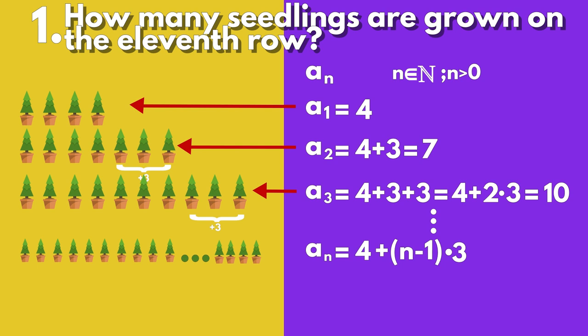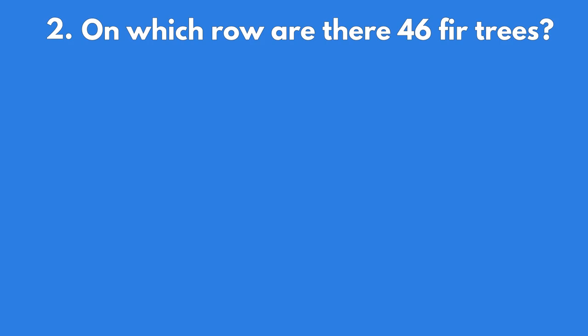Now that we found the mathematical formula, we can answer the first of our questions by replacing n with the value 11. A11 equals 4 plus (11 minus 1) times 3 equals 34, number of trees planted on row 11. Great. Now, let's try to answer our second question. On which row are there 46 fir trees? Why not pause the video now to find the answer yourself?